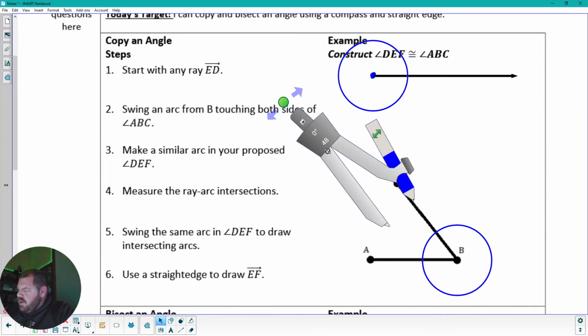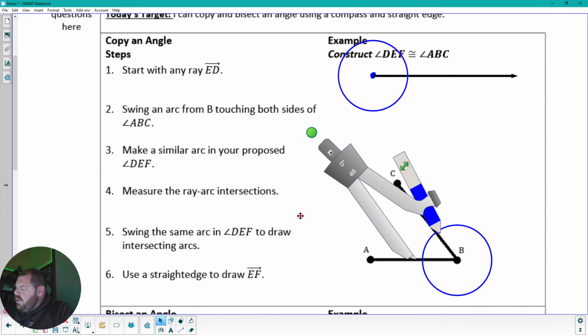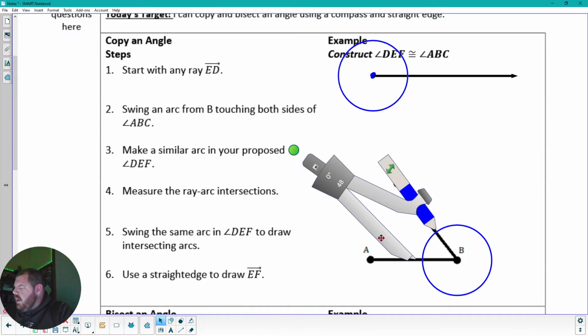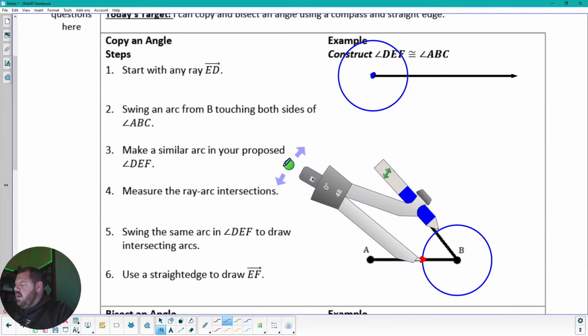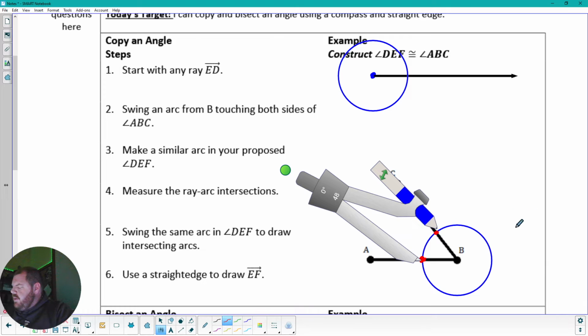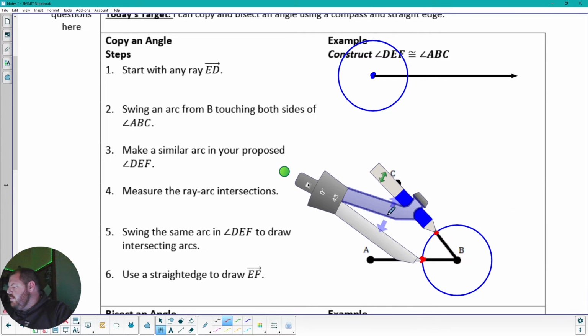The next one here says to measure the arc or ray arc intersections. And what I really want to do there is measure the opening of the angle. I'm going to do that by placing the anchor point of my compass on this intersection here. Let me make it pop a little bit more. Okay, I want it to be there. And then the pencil end, I want it to be just right there. So I do have to adjust it a little bit. And so here I would say that I'm measuring the opening of the angle. I'm trying to see how open this angle is.